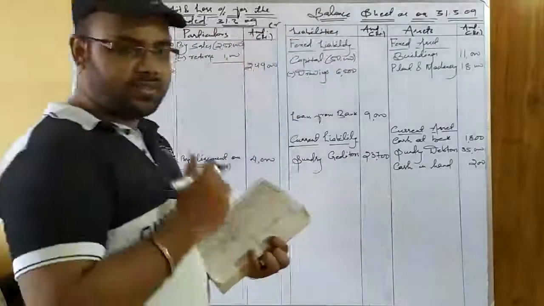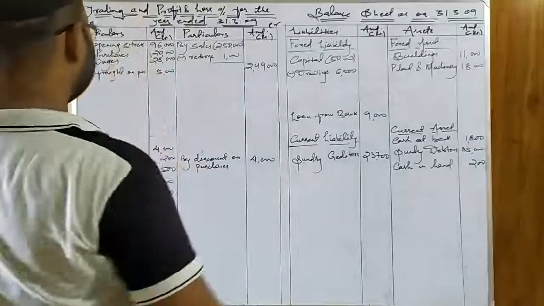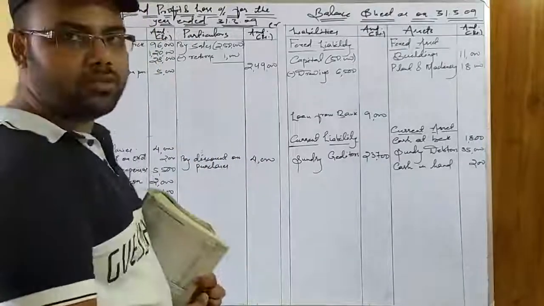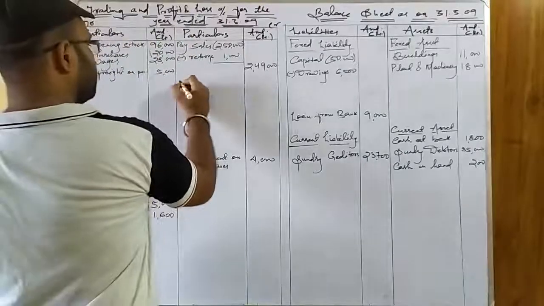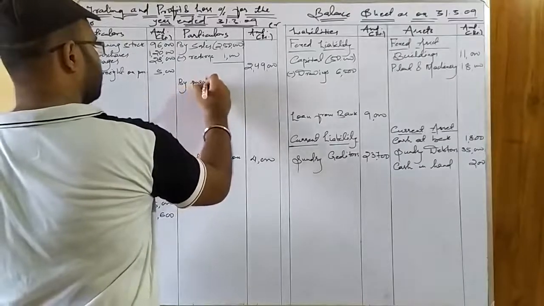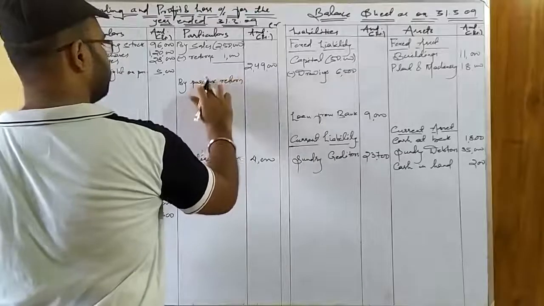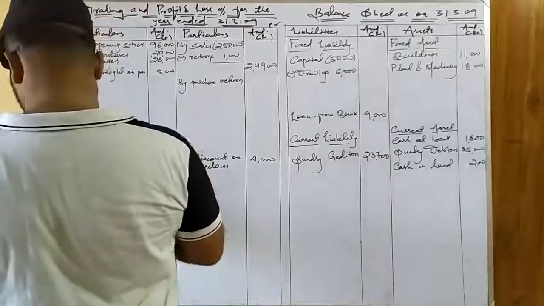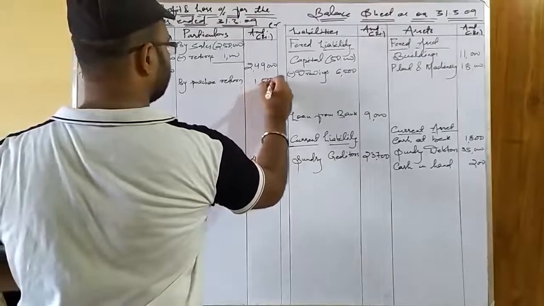Next is purchase return, and as I told you earlier, we haven't left any space for purchases here. Purchase return, for the deduction purpose, we will mention over here, okay, on the opposite side. So I will write here, by purchase return. So returns for the purchases are given as 1,500.